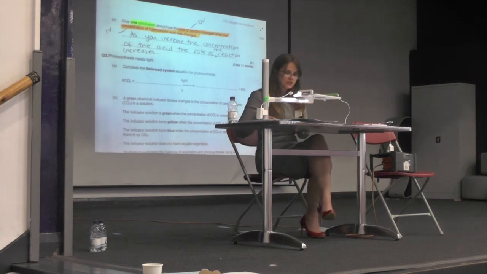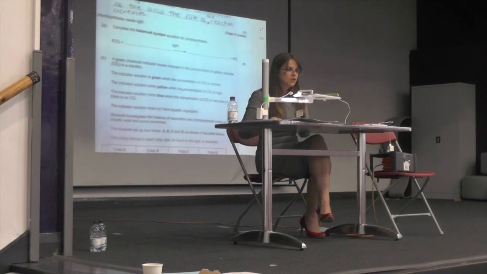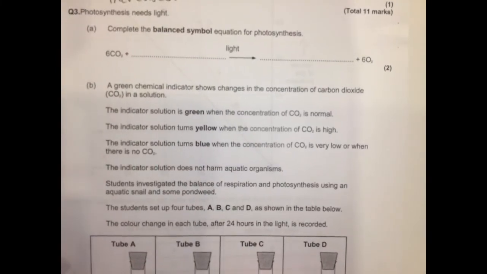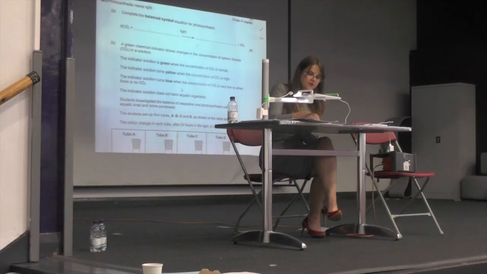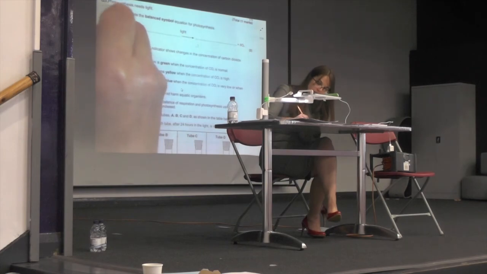Right, I want to have a look at this question because it's a little bit tricky. It says photosynthesis needs light. Complete the balanced symbol equation for photosynthesis. What we've got here is it has given us CO2, carbon dioxide.